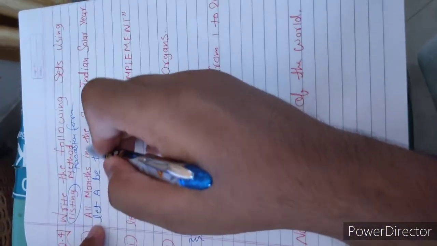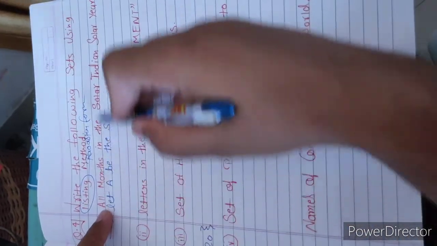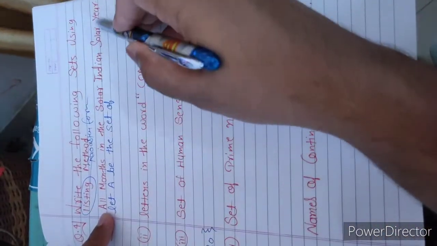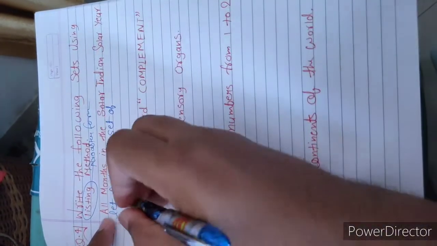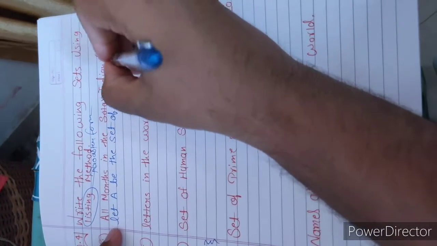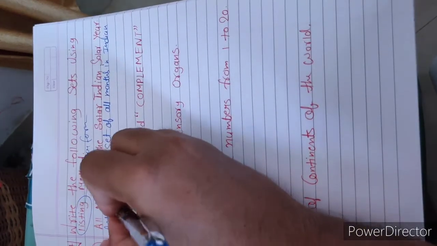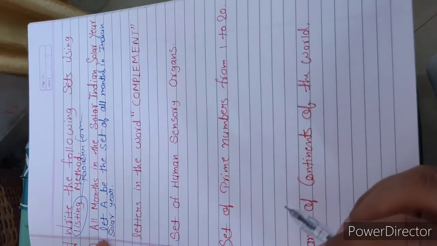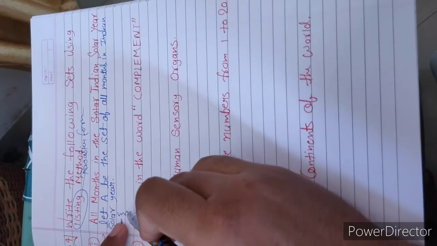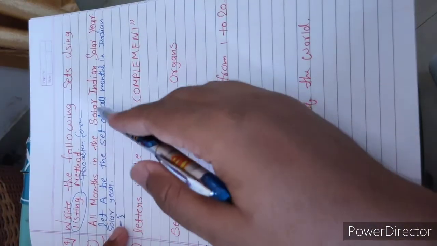And after that you have to copy the question. Let A be the set, and after that copy the question. Let A be the set of what is given in the question: all months in the Indian solar year. You have to copy that. Let A be the set of all months in the Indian solar year. In that way. So you have to write here in roster form. In roster form we do not consider any alphabet or variable.